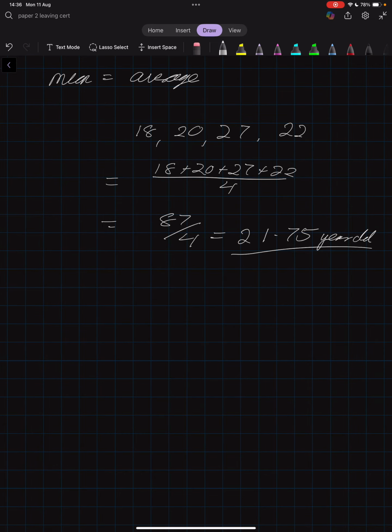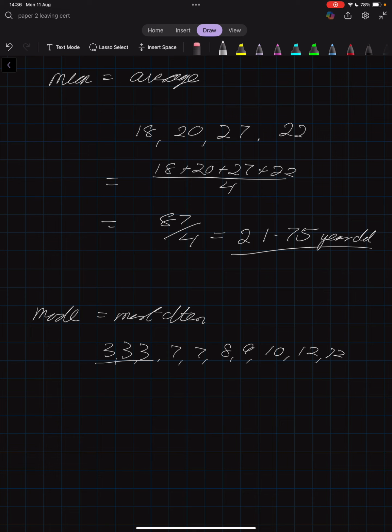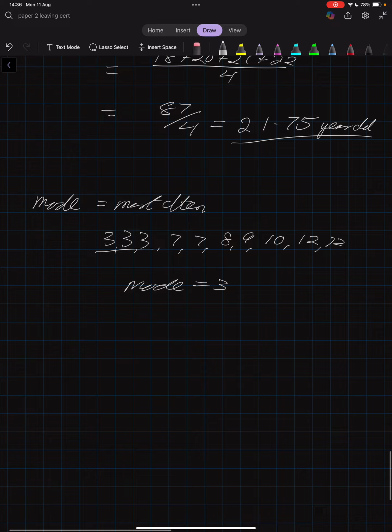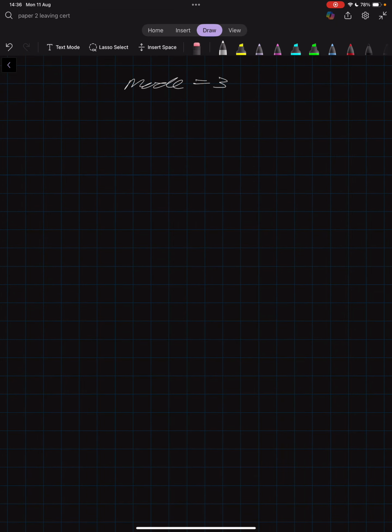The mode is just the most often. So if I said here, if it was 3, 3, 3, 7, 7, 8, 9, 10, 12, 12, and I asked you to find the mode, the mode is just equal to 3. Okay? So the median number then is just the middle.